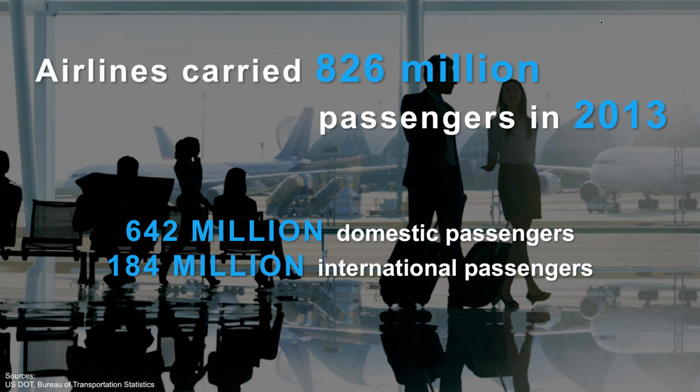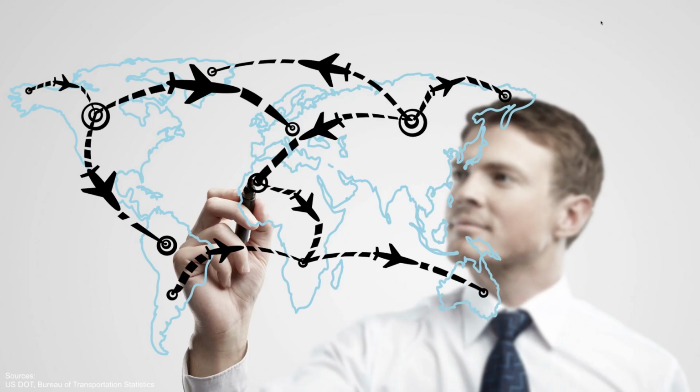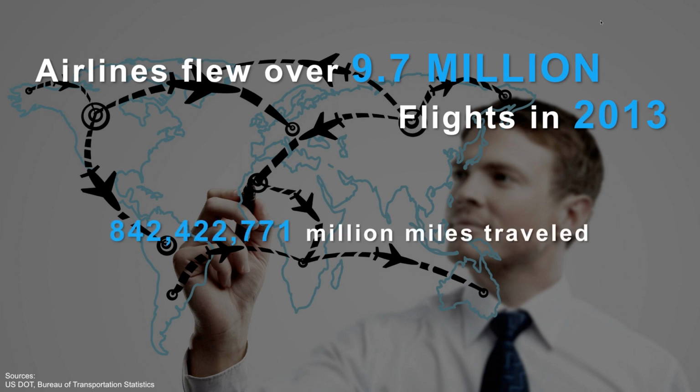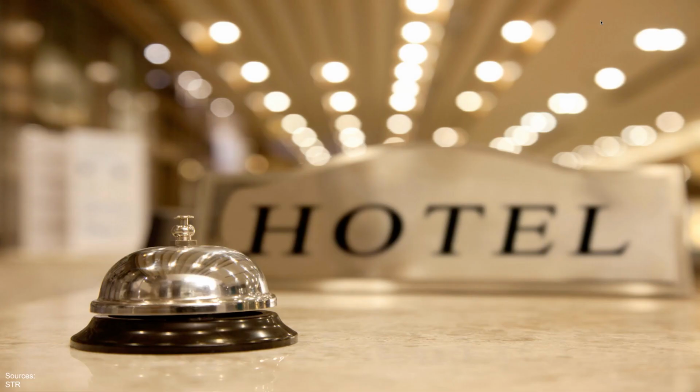So, this is actually worldwide airline information: 826 million passengers in 2013, and the data was really centered in the U.S. So it's 642 million people flying domestic and 184 international. That means a lot of people, and that's 9.7 million flights in 2013, almost a billion miles total traveled. So that's a lot of time in the air, and that's a lot of different destinations.